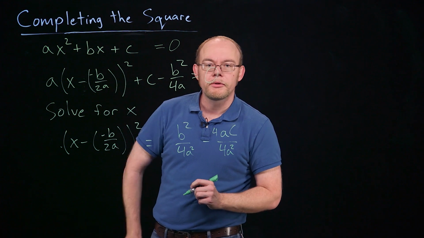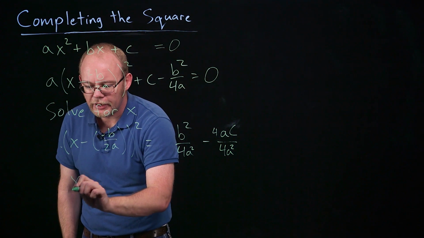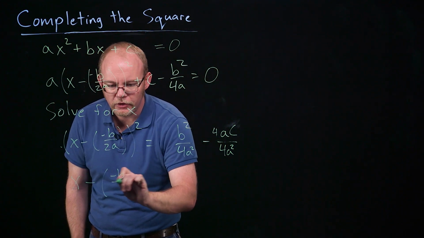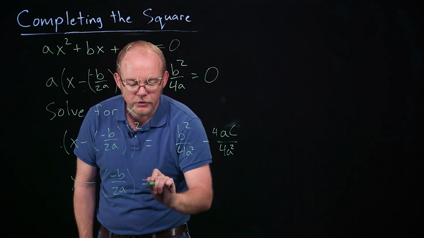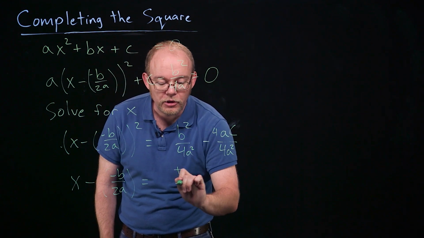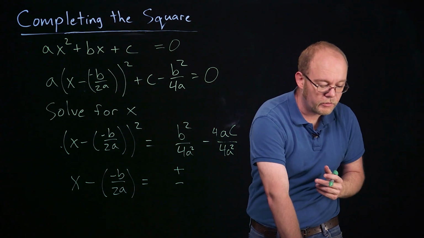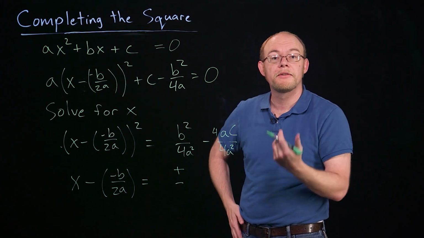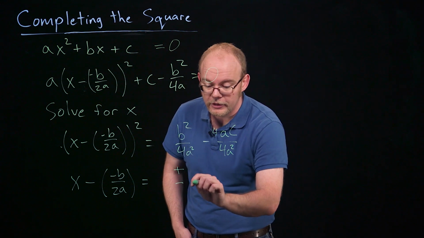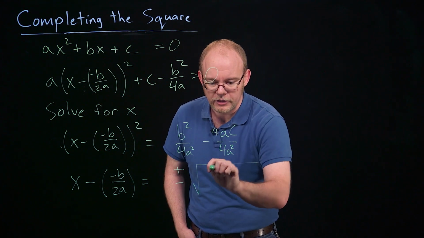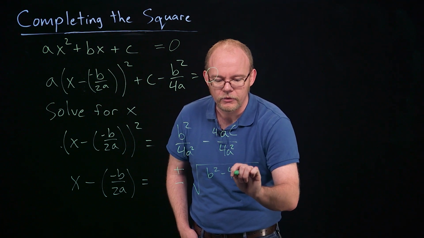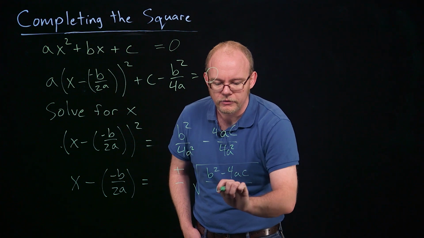And now we're going to square root this. If we square root both sides, we get x minus negative b over 2a is equal to, this is where we include the plus or minus, because when you square root something, there are two possible square roots. There is the positive square root and there's the negative square root. And if we look at that, we get the square root, combining the fractions, of b squared minus 4ac all over 4a squared.